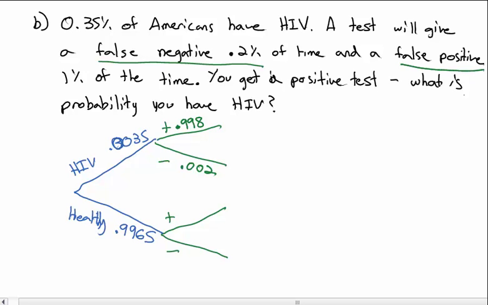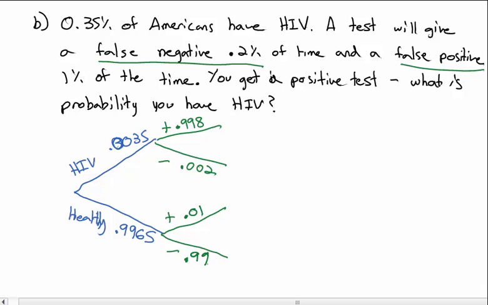The false positive is when you don't have the disease. You're healthy, but it gave you that false positive idea. That probability is 1% or 0.01, which means if you're healthy, it'll say you're healthy 99% of the time. So that's where we get that the test is 99% accurate.